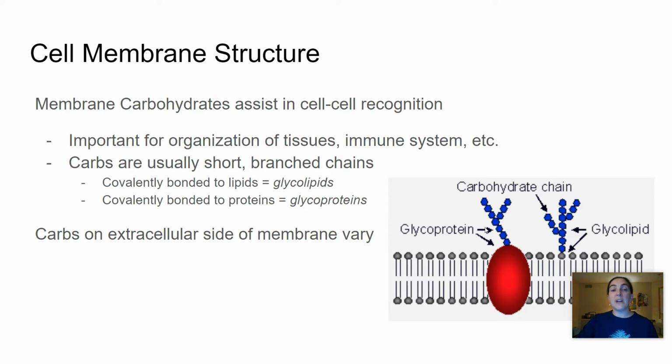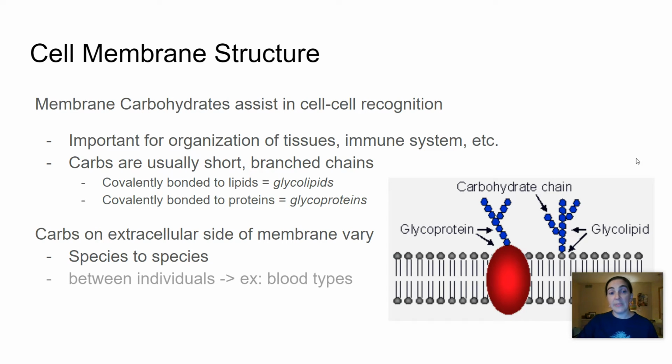The carbohydrates on the outer side of the membrane can vary from one species to another. They can also vary between individuals of the same species. When you talk about ABO blood types, you're talking about these carbohydrate chains on the surface of blood cells of humans. And they can also vary between cell types within your body. So they're used for a lot of identification and communication at a lot of different levels.